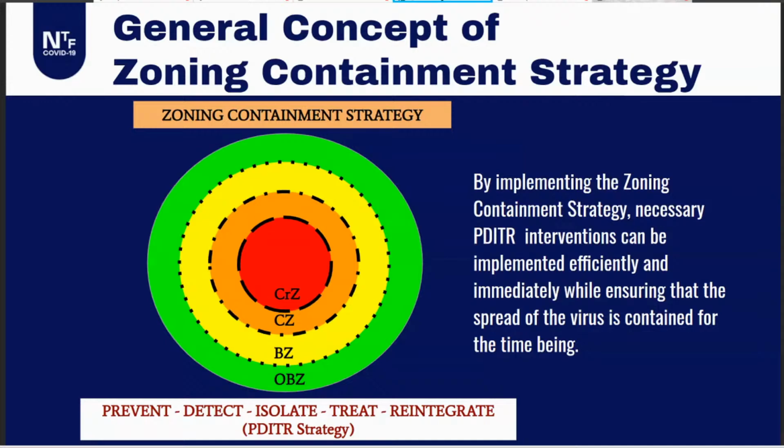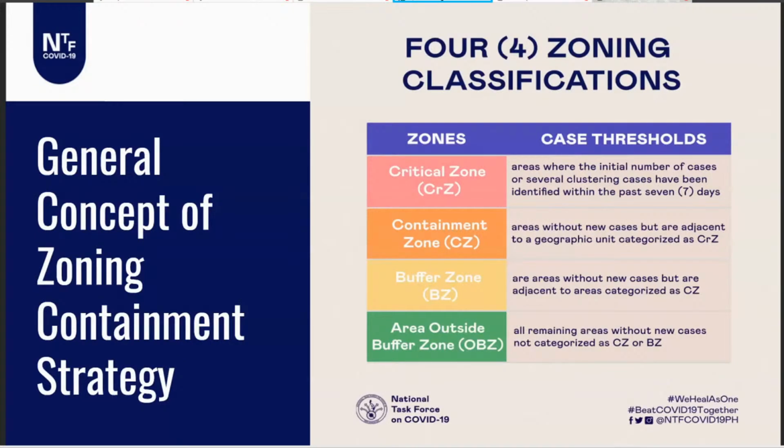And since nearly all possible close contacts are already contained, and conducting the succeeding activities such as testing, isolation, and treatment is easier to implement when we do this. So what we need now is fast recognition of the possible confirmed cases. Then immediately implement the zoning containment strategy so that the implementation of PDITR can also commence immediately. So this one, to apply the zoning containment strategy, it is imperative to know the definition of the four zoning classification.